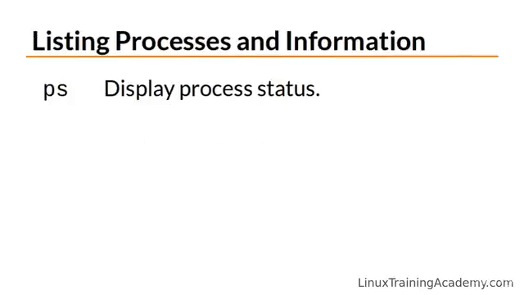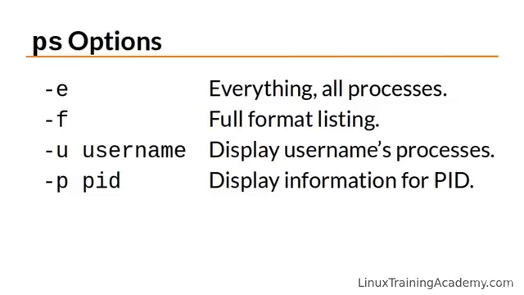To display the currently running processes, use the ps command. If no options are specified, ps displays the processes associated with your current session. To see every process, including ones that are not owned or running as you, use ps with the -e option. The -f option will give you more information and a full format listing. To see processes running as a specific user, use ps -u username. And to display more information about a specific process, use its PID or its process identification number.